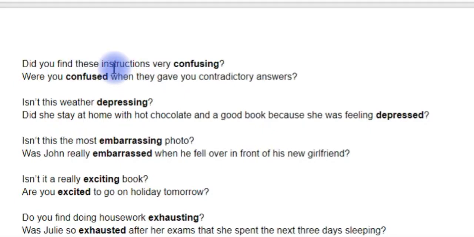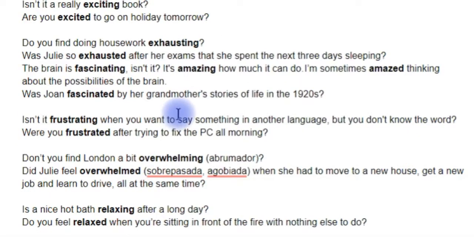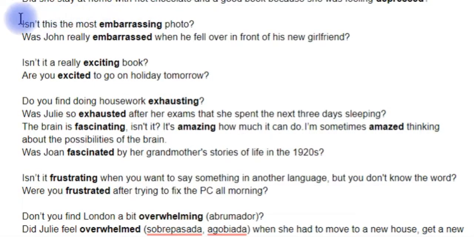Did you find these instructions very confusing? Were you confused when they gave you contradictory answers? Isn't this weather depressing? Did she stay at home with hot chocolate and a good book because she was feeling depressed? Isn't this the most embarrassing photo? Was John really embarrassed when he fell over in front of his new girlfriend?